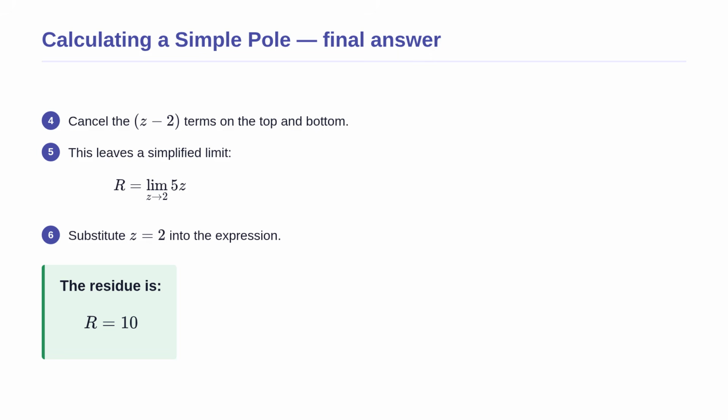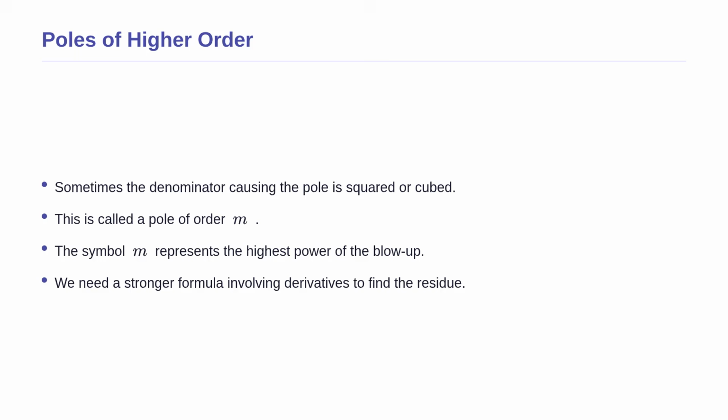Physically, if this were an electrical circuit, this number would represent the exact amplitude of the vibration at that resonant frequency. Now that we have mastered simple poles, we must ask what happens if the pole is stronger.